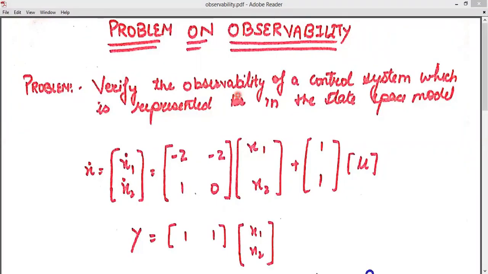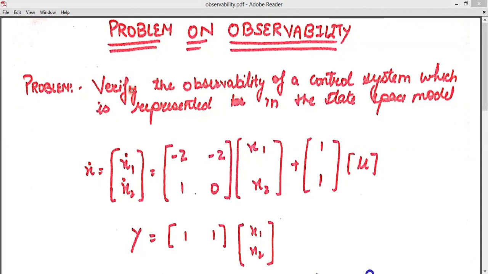Hello everyone. In the last video, we discussed the numerical based on controllability. So today, the problem is based on observability. We will solve a problem and check whether the system is observable or not. So let's see the problem.